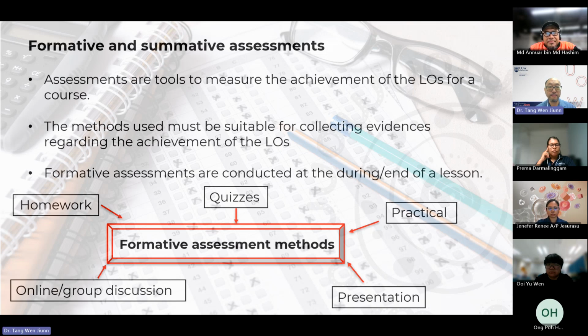Any other question? Okay, if no, then we move on. All right. So formative assessment. All right.